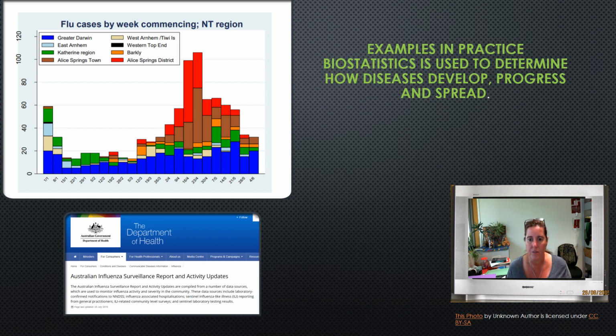That helps us see the progress and the potential spread of the disease, and we can move ahead and make sure that people in those other areas are vaccinated against the flu, particularly those people who would be at greater risk. So it's really good for predicting the behaviour of an illness like the flu.